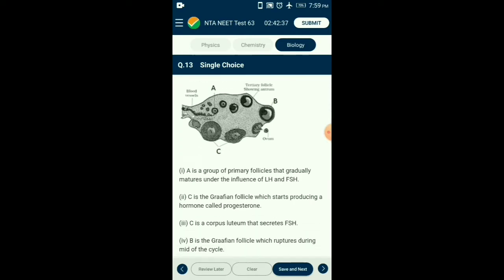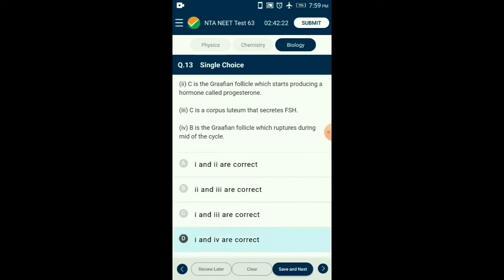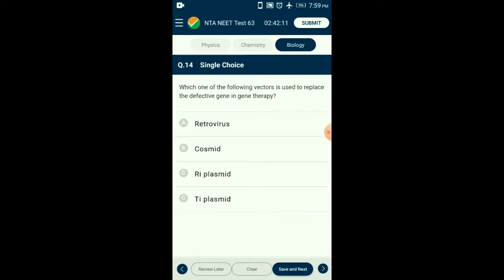If fertilization does not occur, the corpus luteum involutes to form the corpus albicans, which is filled with fibrous tissue. So the answer for this question is option D. From the given four statements, the first and fourth statements are correct. Question number 14. Which one of the following vectors is used to replace the defective gene in gene therapy?